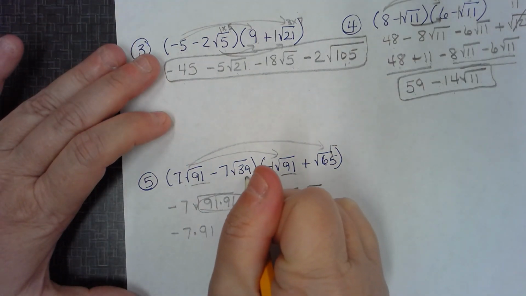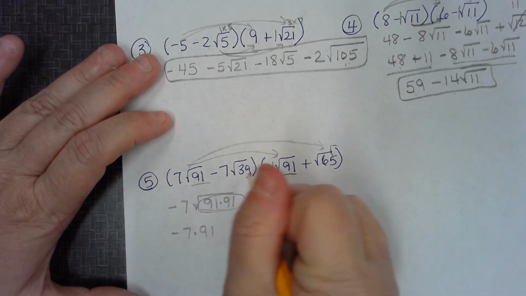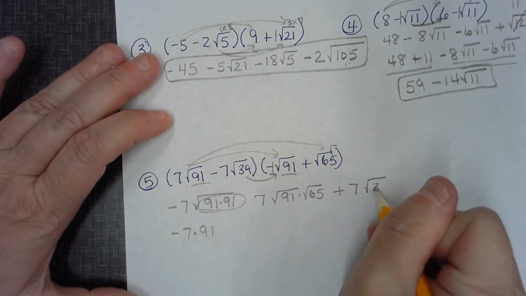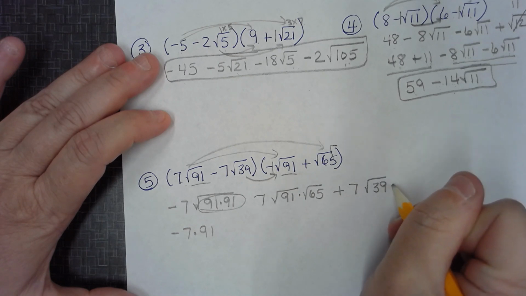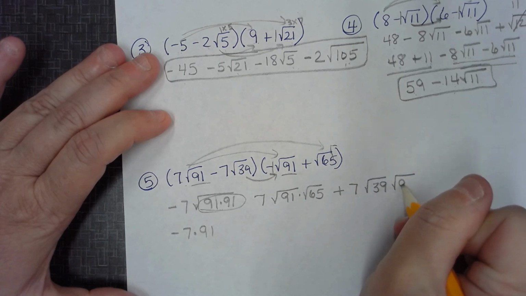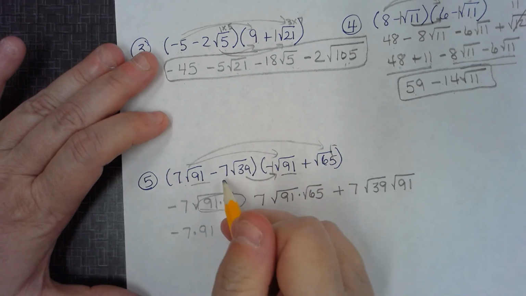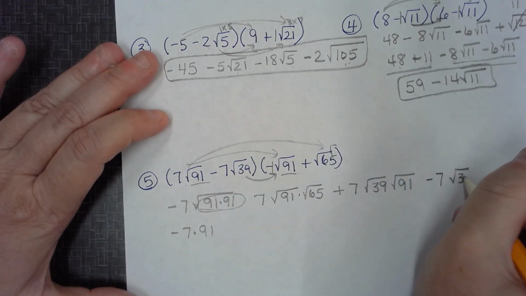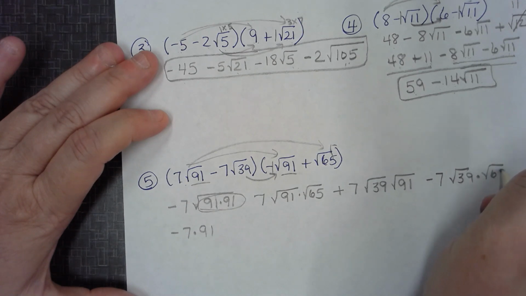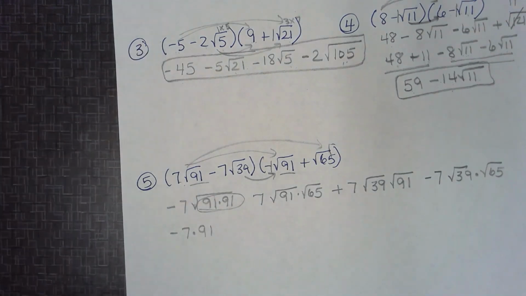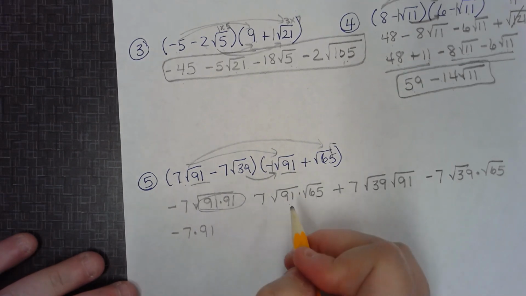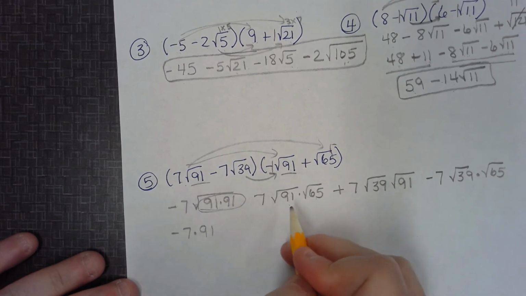Then you're going to multiply a negative 7 times a negative 1, which is a plus 7 radical 39. And if you want to put them under the same radical sign, you could, times 91. And then you've got negative 7 radical 39 times radical 65. Now, we took care of the first one, but we want to talk about these other ones. You don't want to multiply these together. It's going to give you too big of a number, okay? So what you want to do is try to break these down.